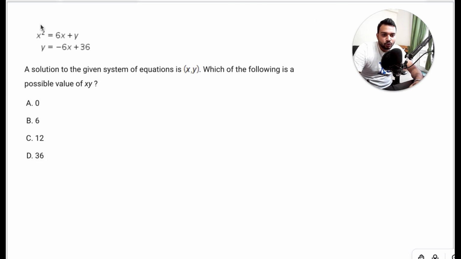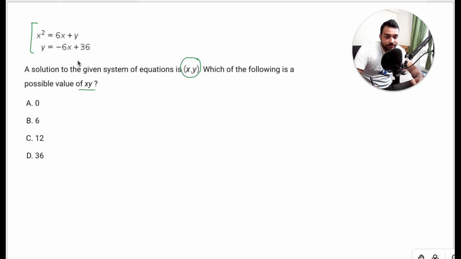Again, we're given two equations. y is equal to x squared minus 6x, and y is equal to negative 6x plus 36. A solution to the given system of equations is (x, y). Which of the following is a possible value of xy? Okay, possible value of xy, not x. So it's a multiplication of the coordinates. If either one of these is 0, the answer would be A, but let's check.